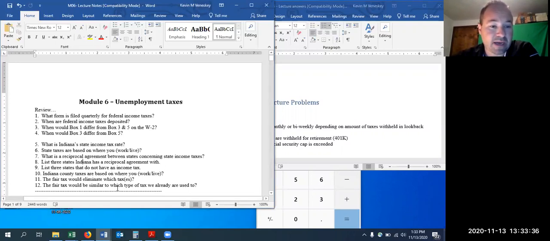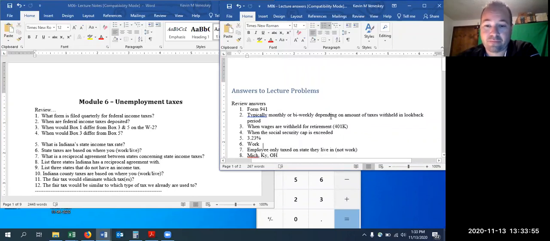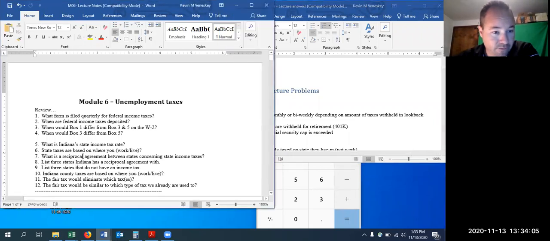List 3 states that do not have an income tax. So this is just to make sure you know a few of them. Some of the main ones, we've got Alaska, we've got Texas, we've got Florida. Those are 3 that come to my mind right away. Let me see. I might have skipped one in my answers here. Oh, I skipped one, yeah.